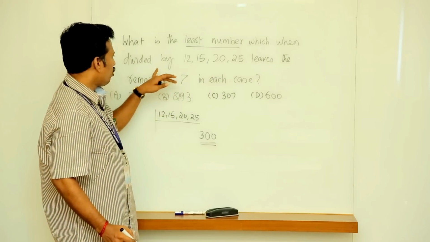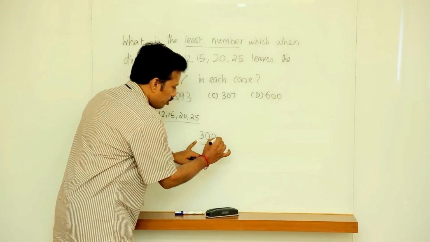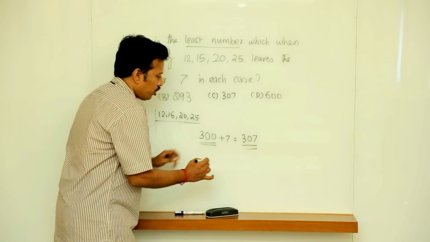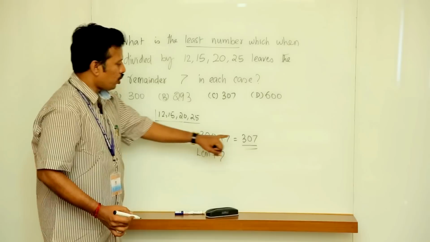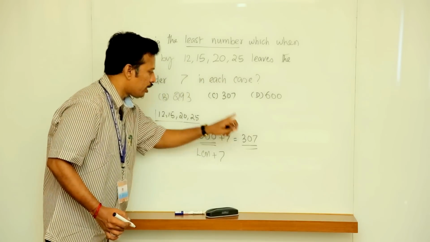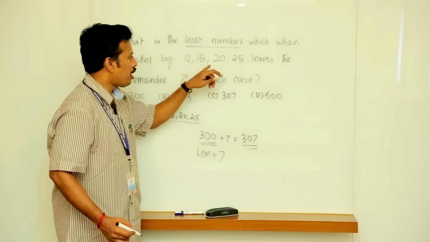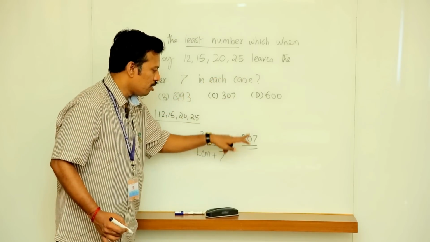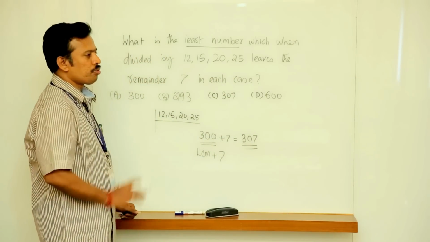Now the question is, leaves the remainder 7 in each case. So 300, when you add 7, the resultant comes to 307. So it is nothing but just LCM plus 7. Look at this: 307 divided by 12 leaves the remainder 7. Divide by 15, 20 times it is possible, it leaves the remainder 7. Divide by 20, again 15 times it is possible, leaves the remainder 7. Divide by 25, 12 times it is possible, it leaves the remainder 7. So this is the concept related to this.